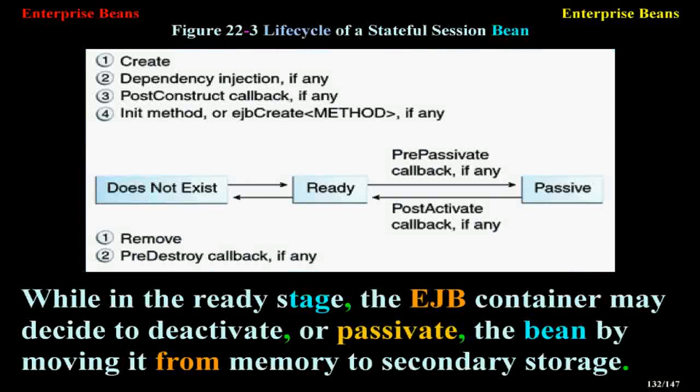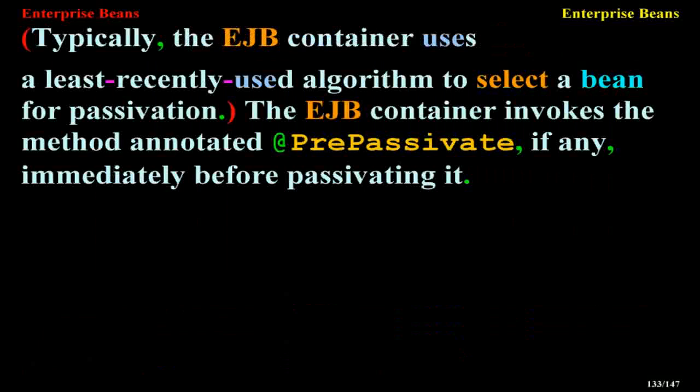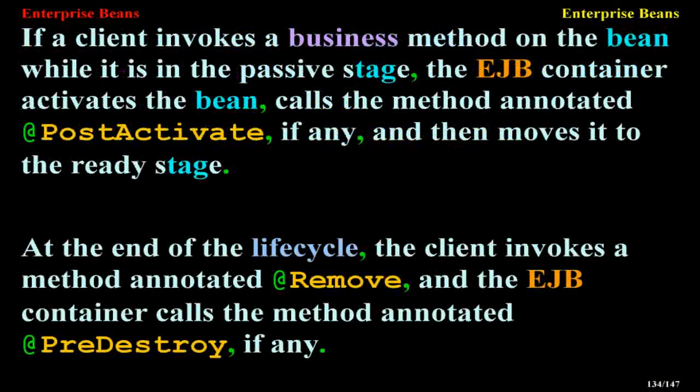While in the ready stage, the EJB container may decide to deactivate or passivate the bean by moving it from memory to secondary storage. Typically, the EJB container uses a least recently used algorithm to select a bean for passivation. The EJB container invokes the method annotated PrePassivate, if any, immediately before passivating it. If a client invokes a business method on the bean while it is in the passive stage, the EJB container activates the bean, calls the method annotated PostActivate, if any, and then moves it to the ready stage.